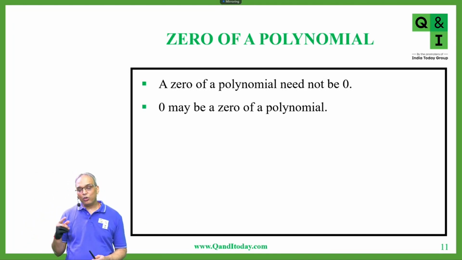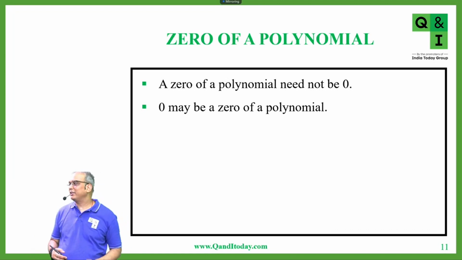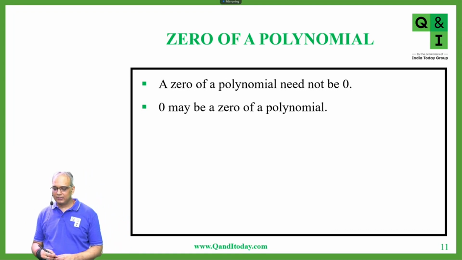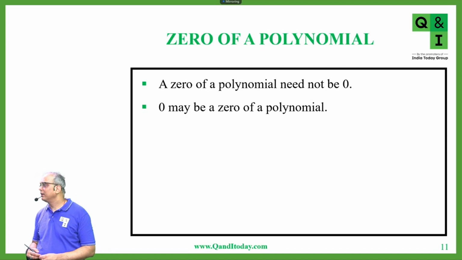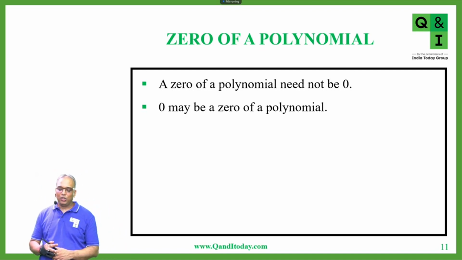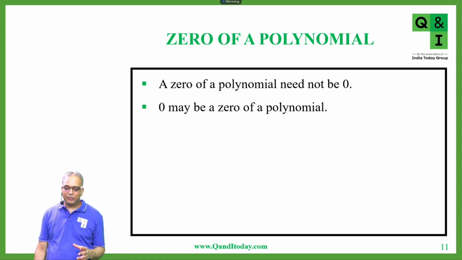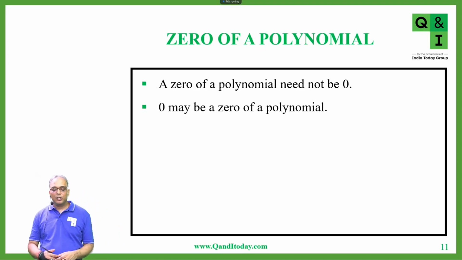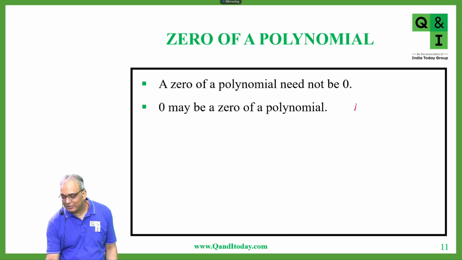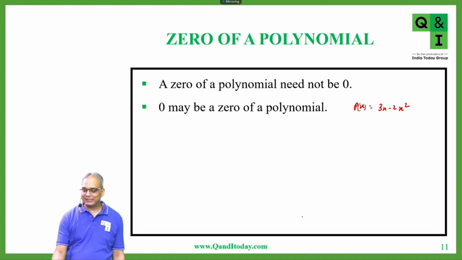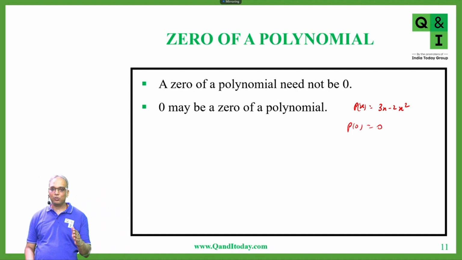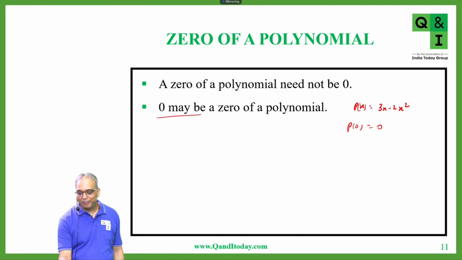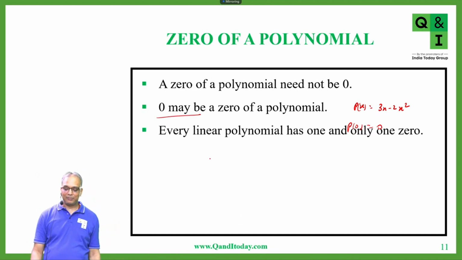Second, 0 may be a zero of the polynomial, as we saw in the last case. For example, if we have a polynomial 3x minus 2x square, here we can see that if we put the value of x as 0, you will get the value of the polynomial 0. So x is equal to 0 is the zero of the polynomial. So 0 may be a zero of the polynomial. That is what they mean to say.